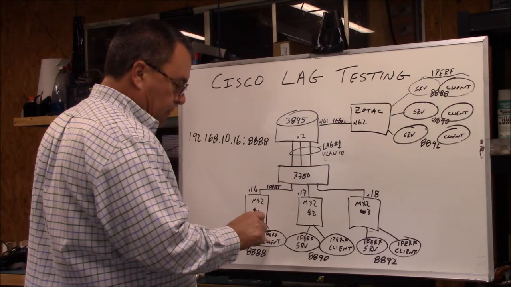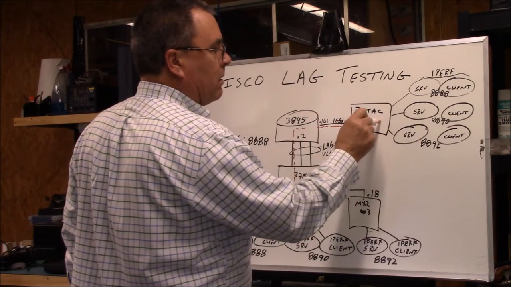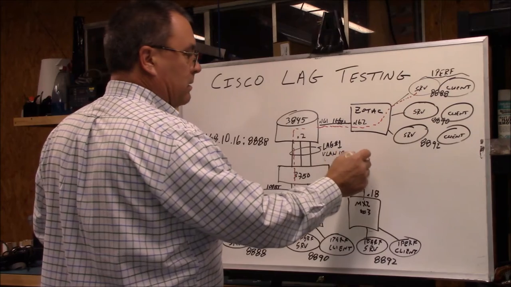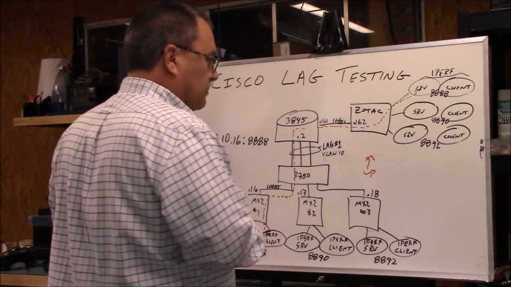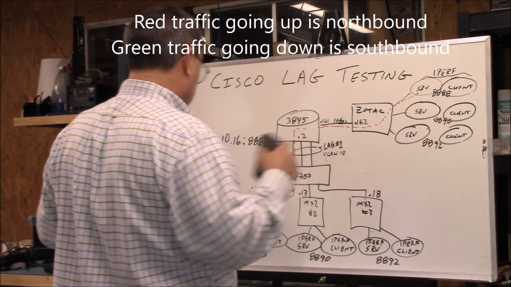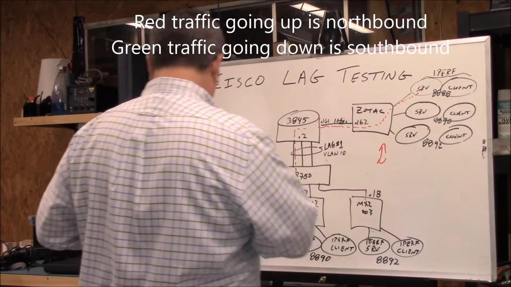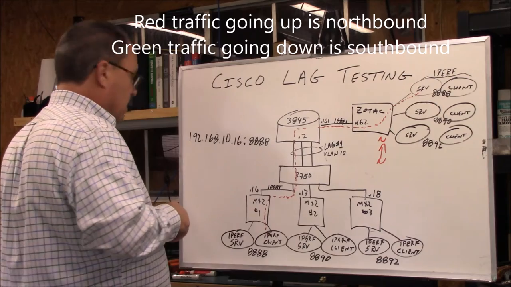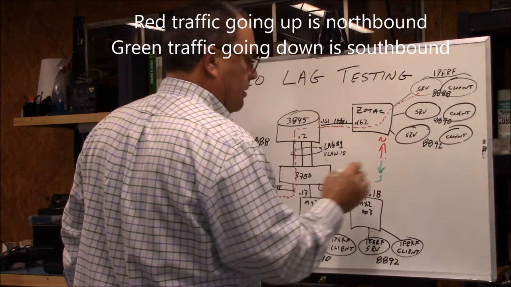We're going to initiate a stream from the client up through the LAG to the server. Red is, I'll just say, up, for lack of a better term. Some people will call it northbound. Maybe we should call it north and south, because that's kind of an industry term. I don't know who made it up. So this will be north, and this will be south.